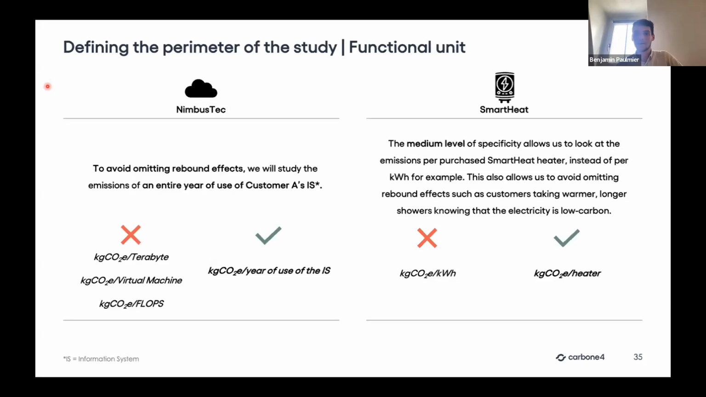For smart heat, we're also going to try and avoid potential rebound effects by not counting emissions in, for example, kilograms of CO2 per kilowatt hour, and simply by counting the emissions by heater, so by household that purchased a smart heat heater. This allows us to avoid rebound effects such as customers taking warmer and longer showers, knowing that the electricity is low carbon on the grid right now, and finally consuming more kilowatt hours.